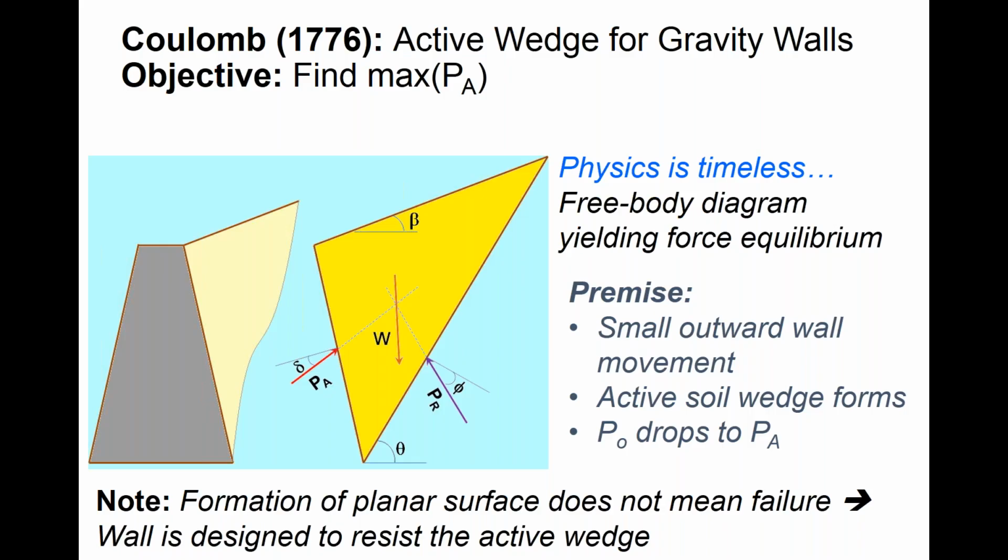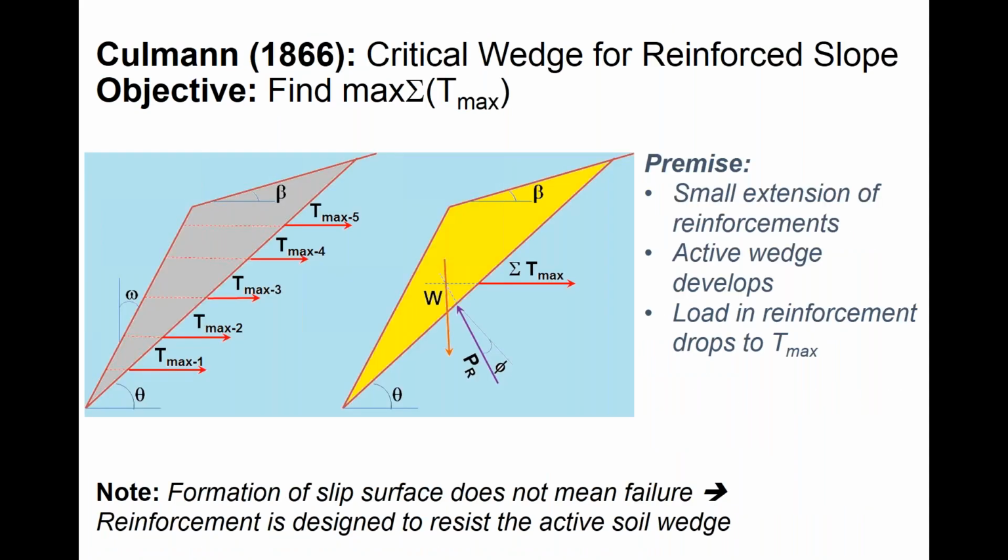Now note, just because an active wedge forms does not mean that failure occurs. This is just a technique to determine what that active resultant is so we can design a gravity structure correctly. But we're not here to talk about gravity structures. We're here to talk about reinforced slope stability. So Coleman's approach, 1800s, we're fast forwarding about 100 years.